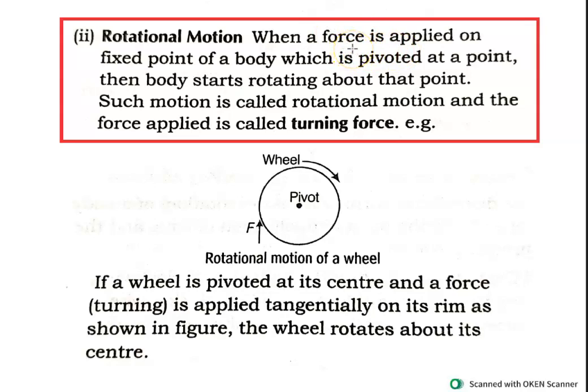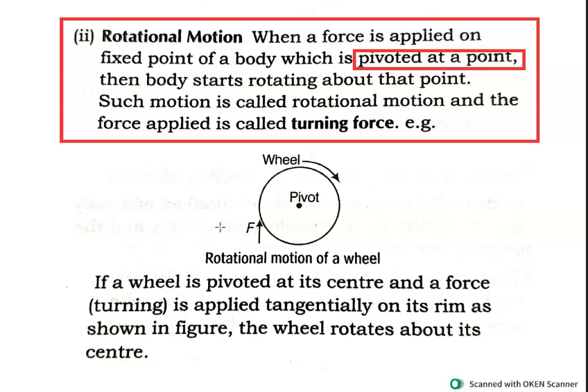We are supposed to remember the word, the object is pivoted at a point. Remember, rotational motion takes place only when the object is pivoted or fixed at a point. You can look at the diagram that is given here. This is a wheel which is pivoted. Pivoted means it is fixed at a point. If we are applying a force F at any edge, the wheel will start rotating about the pivot.